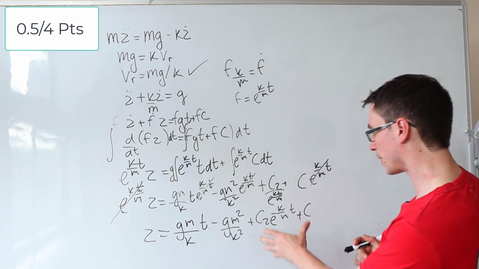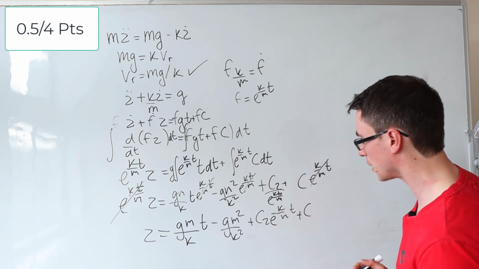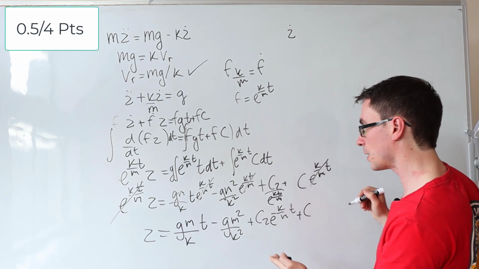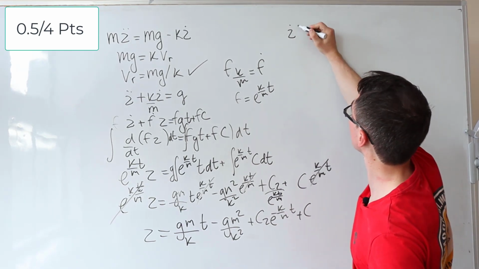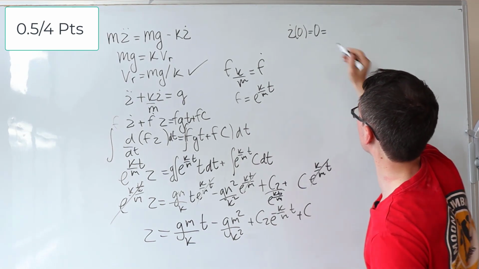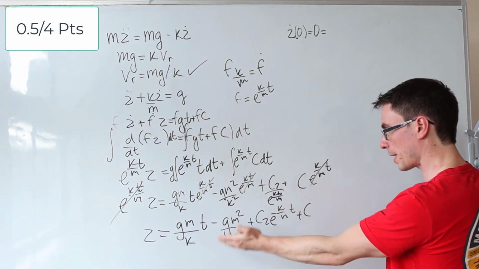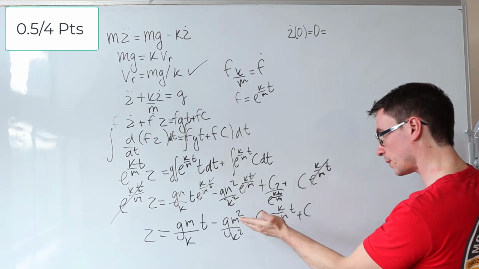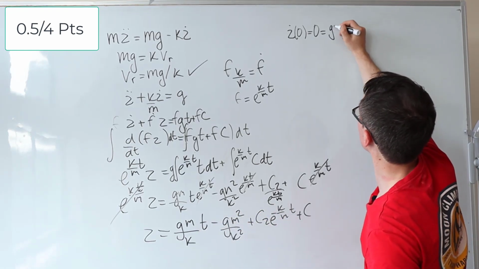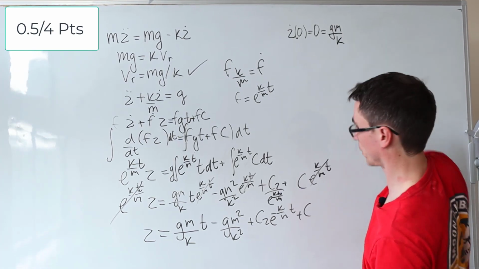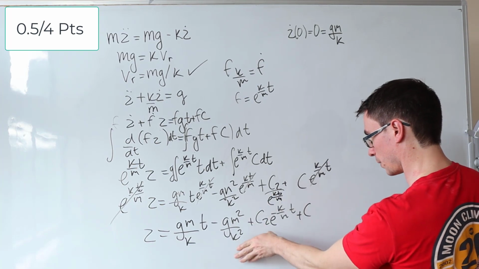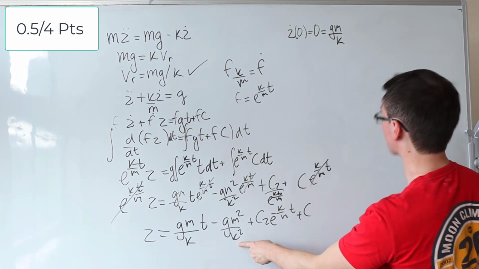Our first initial condition tells us that the time derivative at time t equal to 0 has to be 0. So z dot of 0 has to be equal to 0. Okay, well, the derivative of this function here will just be gm over k. When we differentiate this, this disappears. This term here is a constant with respect to time, so that just disappears.